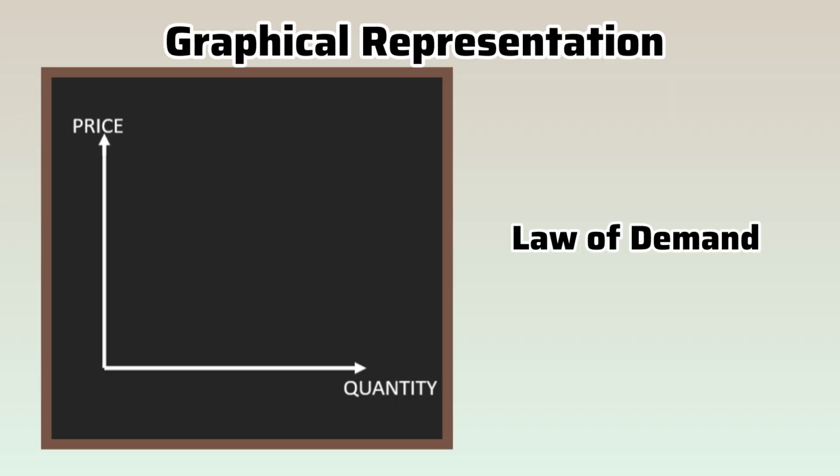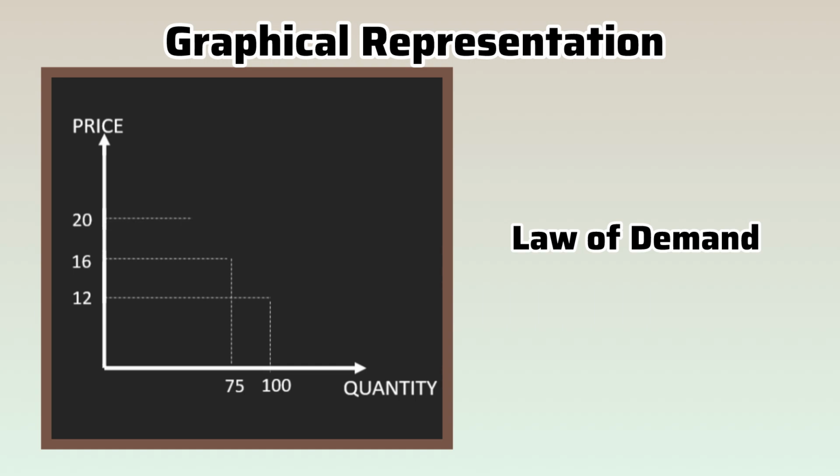Now let's represent this relationship on a graph. On the vertical axis, we show price, and on the horizontal axis, we show quantity demanded. Initially, when the price is rupees 16, quantity demanded is 75 units. As the price reduces to rupees 12, quantity demanded increases to 100 units. Because when the price is low, more people become willing to buy the product.